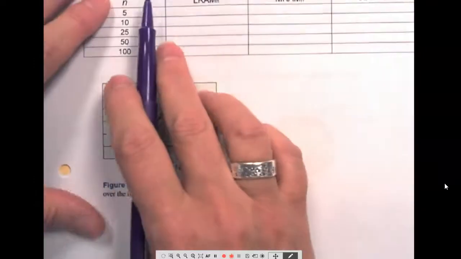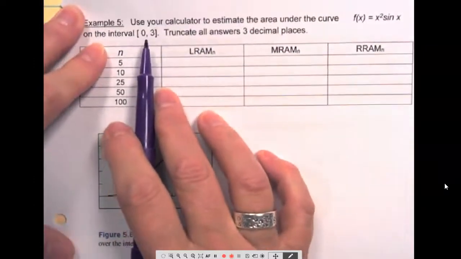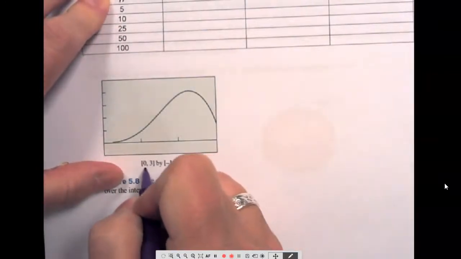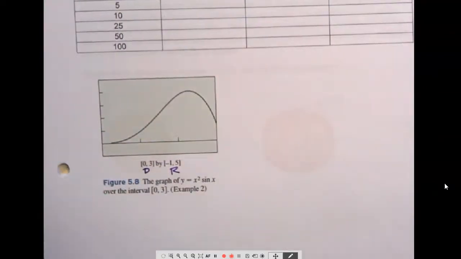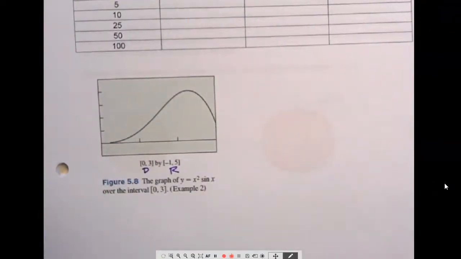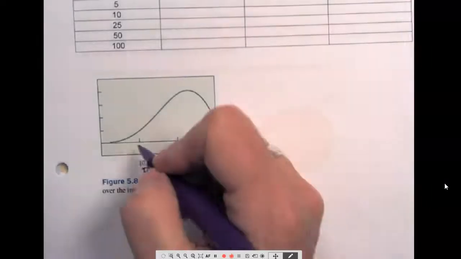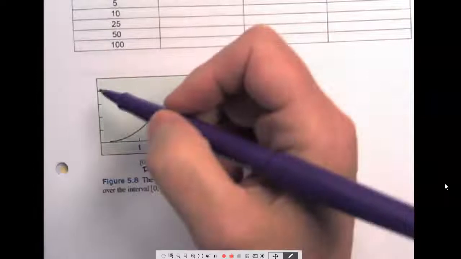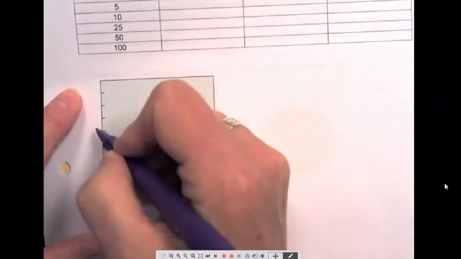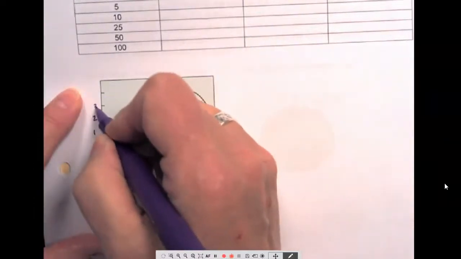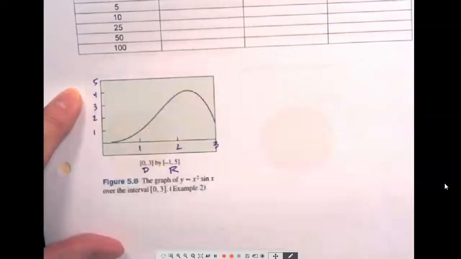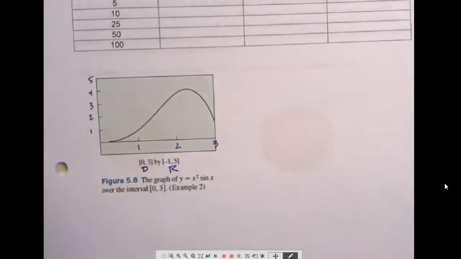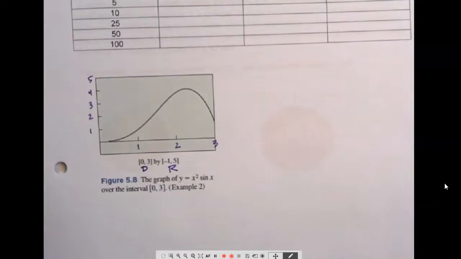And we're only interested on the interval 0 to 3. So if you'll notice, this is our domain, and this is our range, this little screenshot that is on here. Okay, so this is 1, this is 2, this is 3, and this is going up to positive 5, so 1, 2, 3, 4, and 5 there. So that gives it a little bit of scale.